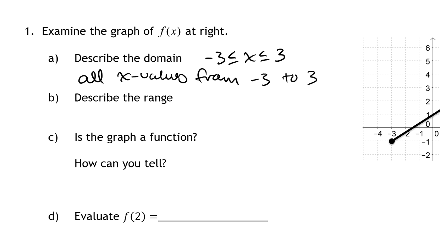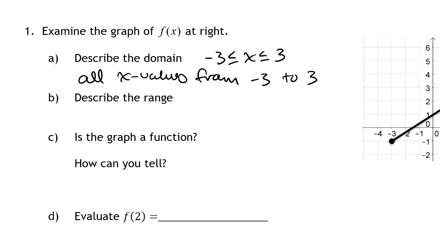And you can write it two different ways. The top thing I've said, x is in this range: x values are greater than -3 but less than +3. And you can just write it out in words, all x values from -3 to 3. The next question asks us to describe the range of this function.